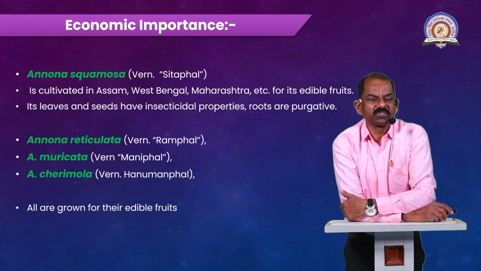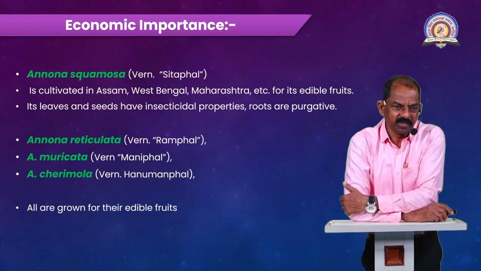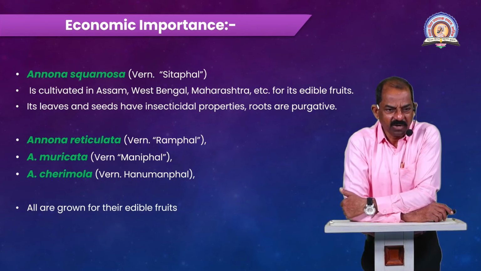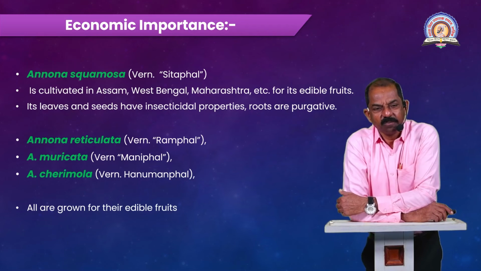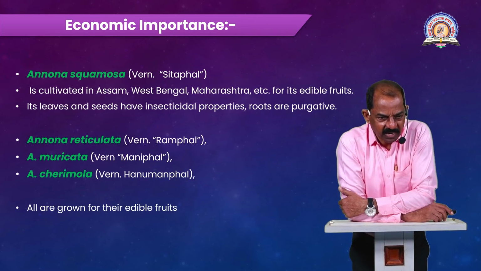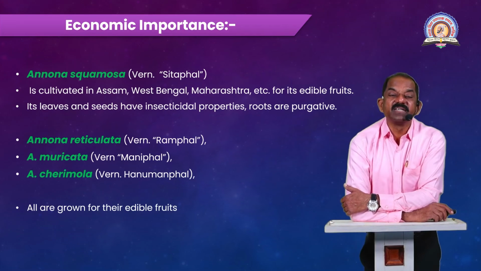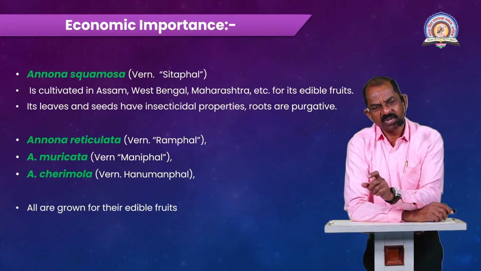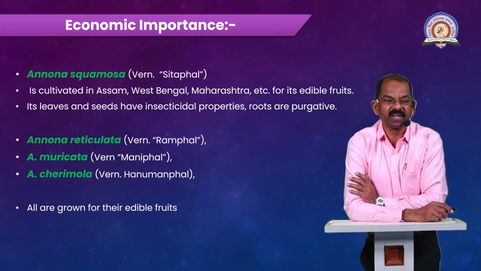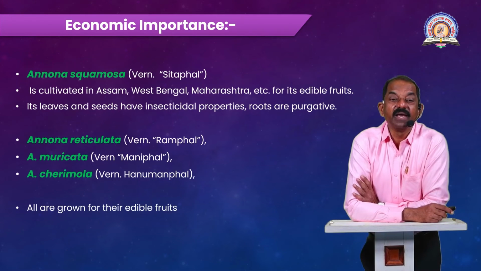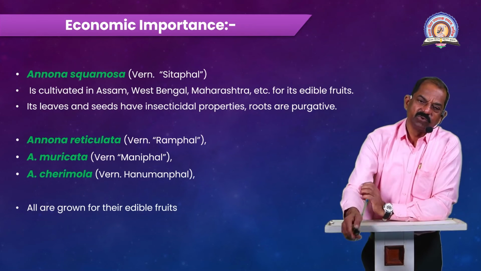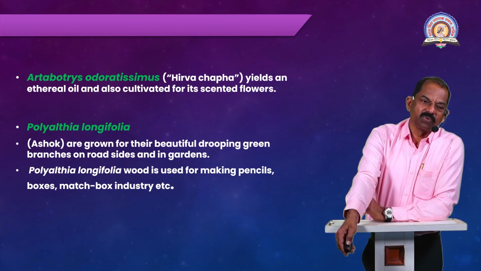Like Annona squamosa, there is Annona reticulata, which in Marathi we call ramphal. Annona muricata we call money phal, and Annona cherimola is Hanuman phal. These are different species, and all are used as edible fruits.